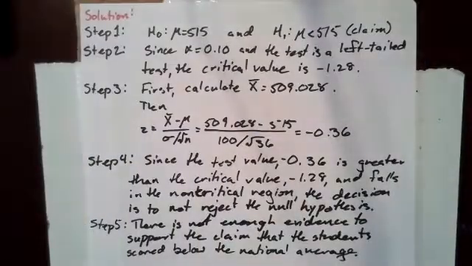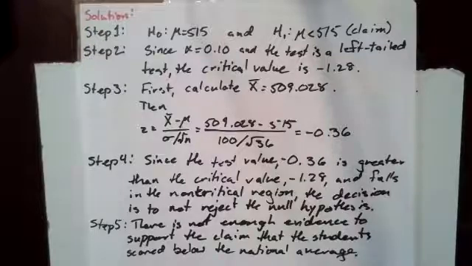So the first thing we need to do is state our hypotheses and our claim. The null hypothesis is that the mean is equal to 515, and the alternative hypothesis is the mean is less than 515, and that's our claim. Then, step 2, we find the critical value. Alpha is 0.10, and the test is left-tailed. So the critical value is negative 1.28.